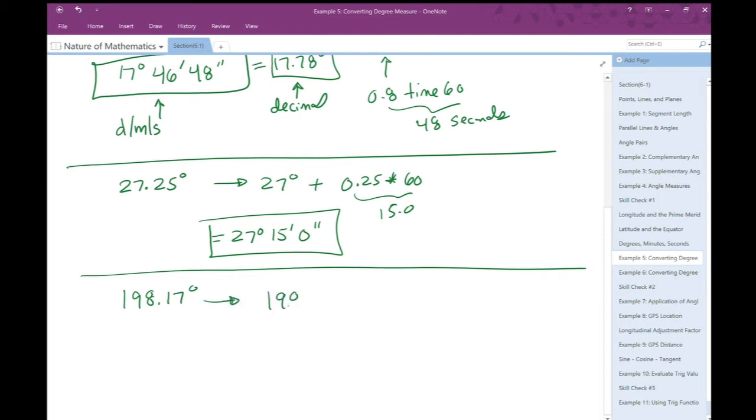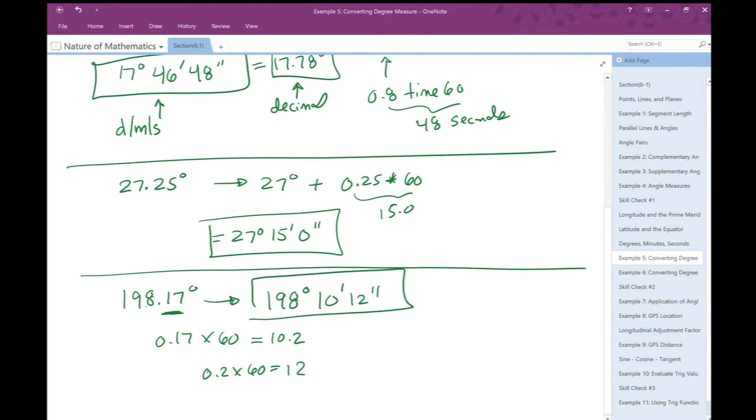We have the 198 degrees, that's the whole part. Now let's take the 0.17 times 60. 0.17 times 60 was 10.2. So we have 10 minutes. Now we take 0.2 times 60 to get the seconds. That gives us 12. So 198.17 degrees gets converted to 198 degrees, 10 minutes, and 12 seconds.